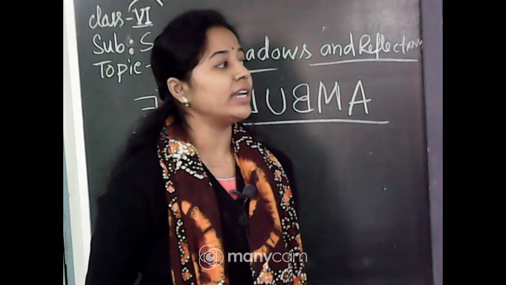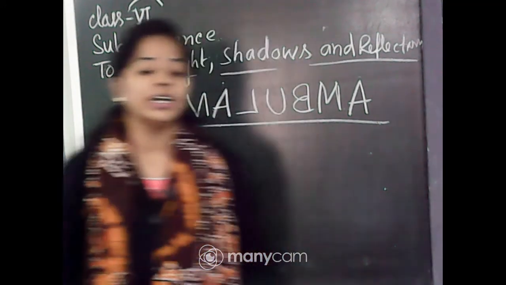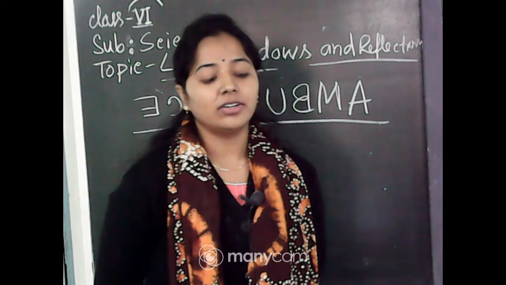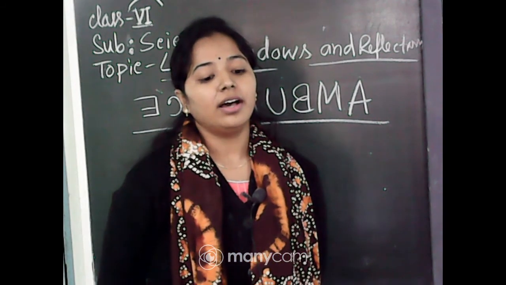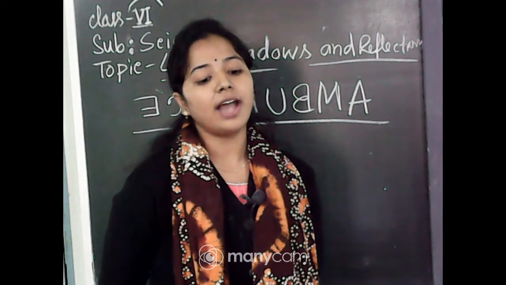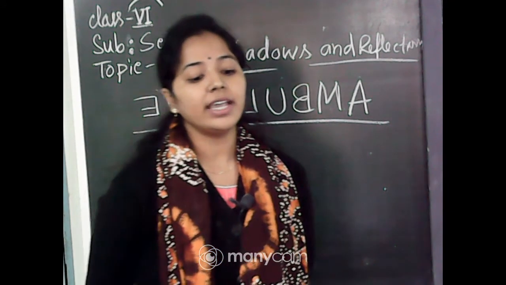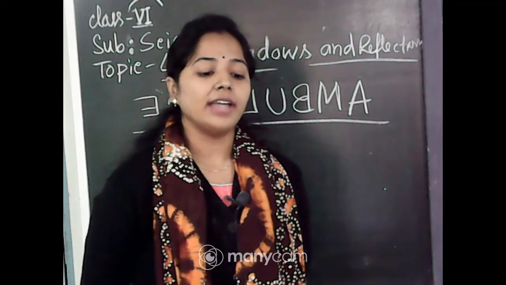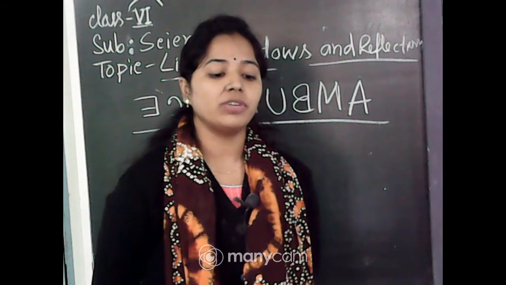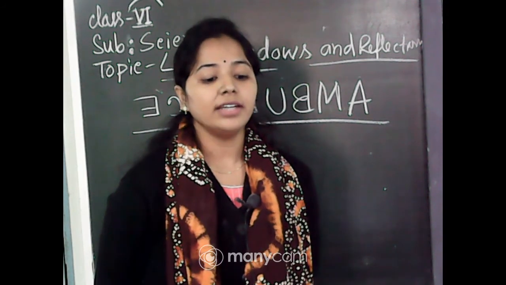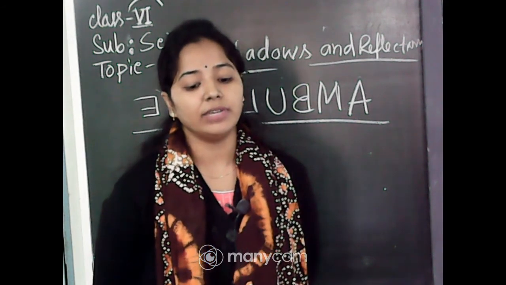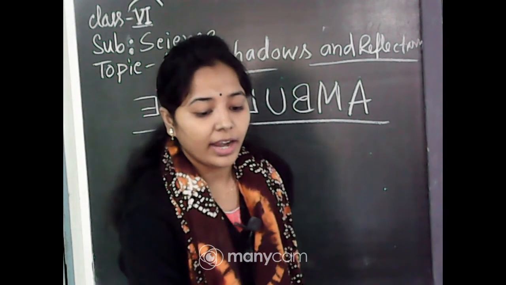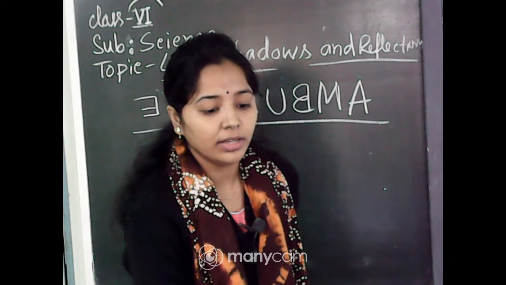Now there is also an experiment in your book, activity 8. There you can pass light through a comb. You can see the straight lines of the light, meaning the rectilinear propagation of light. By this activity you can easily see it. Okay, I hope you understood. Any problem up to this portion? No problem? Very good.